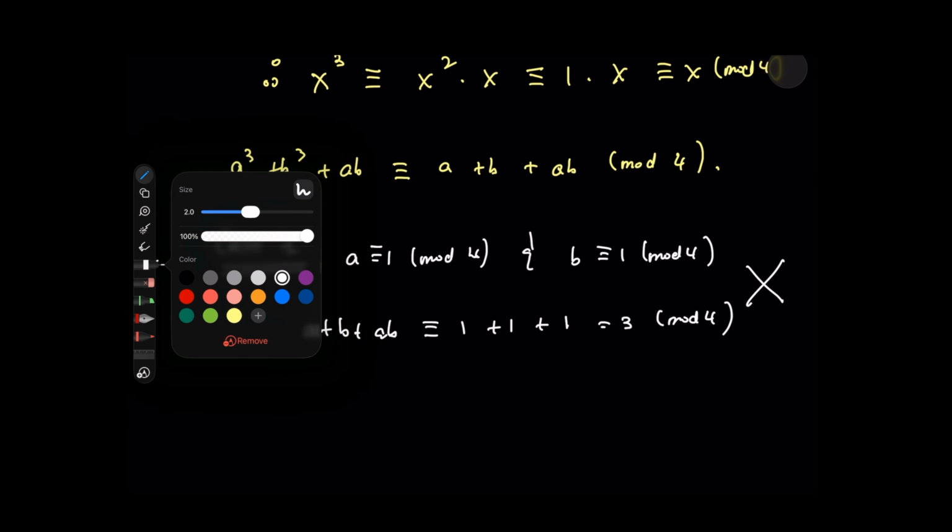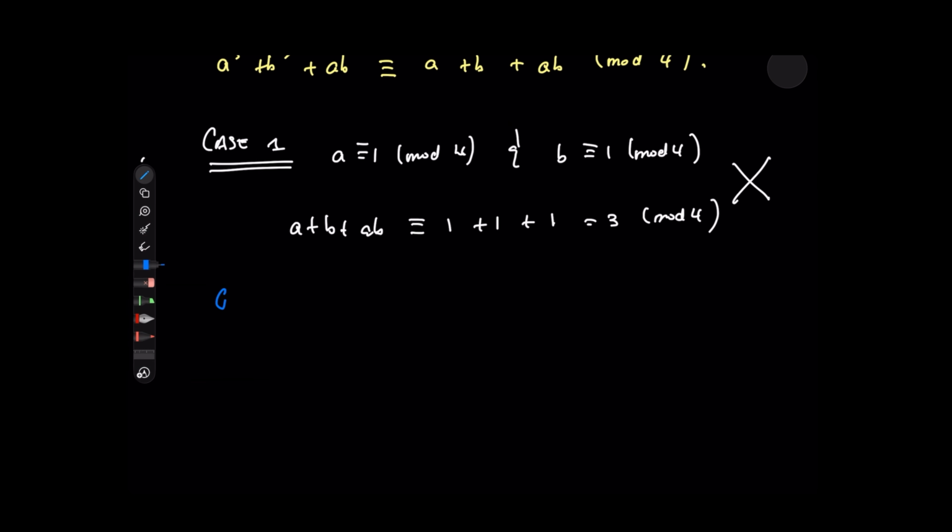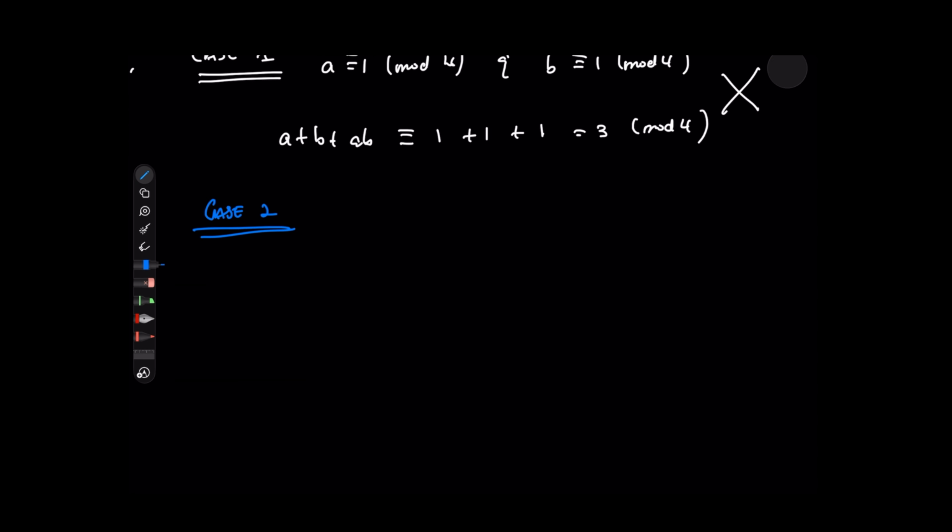So let's try case 2 now. It's already not valid here. It's already false for some odd integers, I want to use the wording of the question. So what I'm going to check now from case 2 onwards is whether it is true for no integers at all. So case 2, we could have a congruent to 1 mod 4.